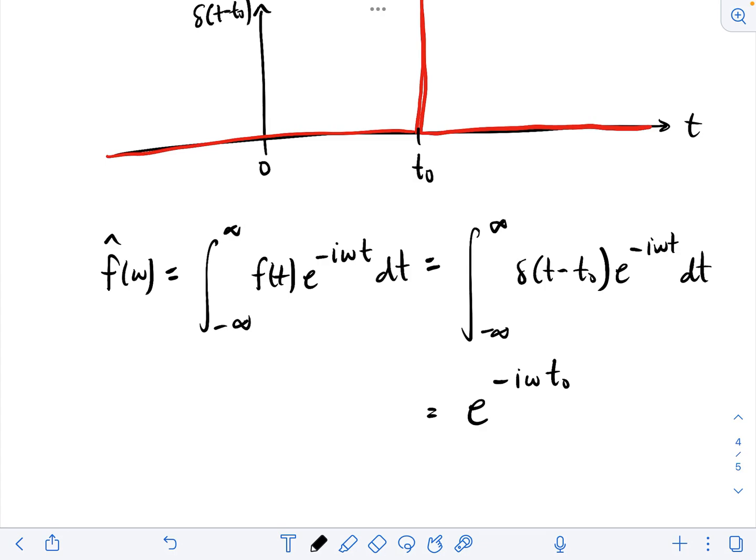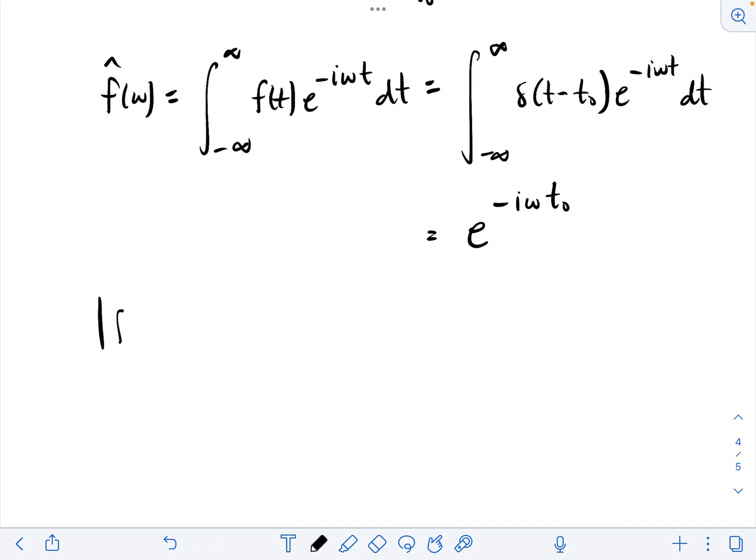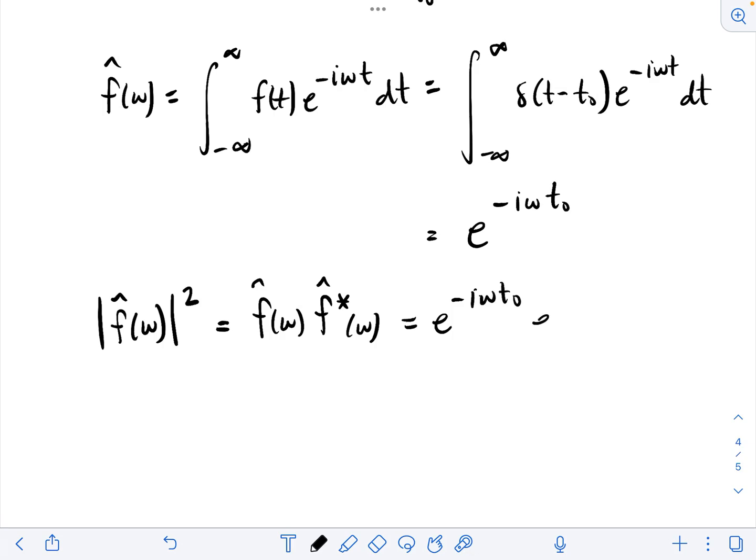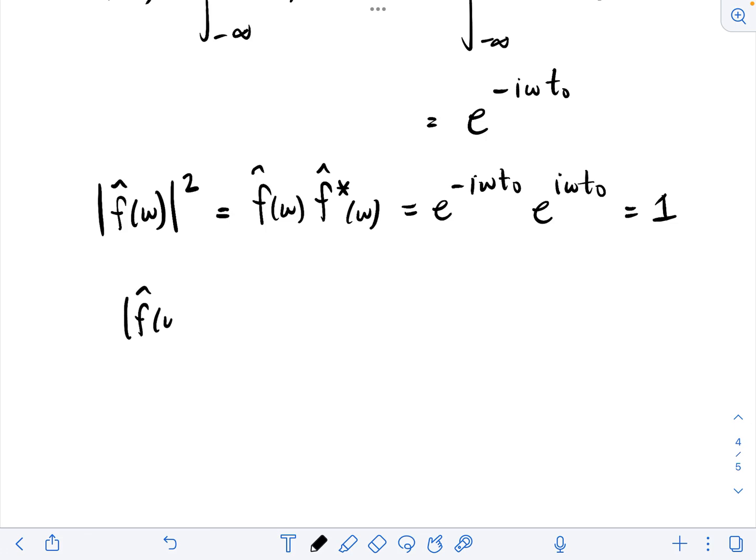So a couple things we can notice. One is that the f hat of omega is complex. I think what we'll do in our last example of this video is think a little bit more about what a complex f hat of omega really means. But for now, I'd like to evaluate the magnitude of f hat of omega. So first we'll evaluate the square of the magnitude, which is just going to be f hat of omega times the complex conjugate of f hat of omega. And so that's just e to the minus I omega t naught, that's f hat of omega, and the conjugate just changes the sign in front of the I. And so when you multiply these two exponentials together, we just get 1. And so that means that the f hat of omega magnitude without the square is also just 1.